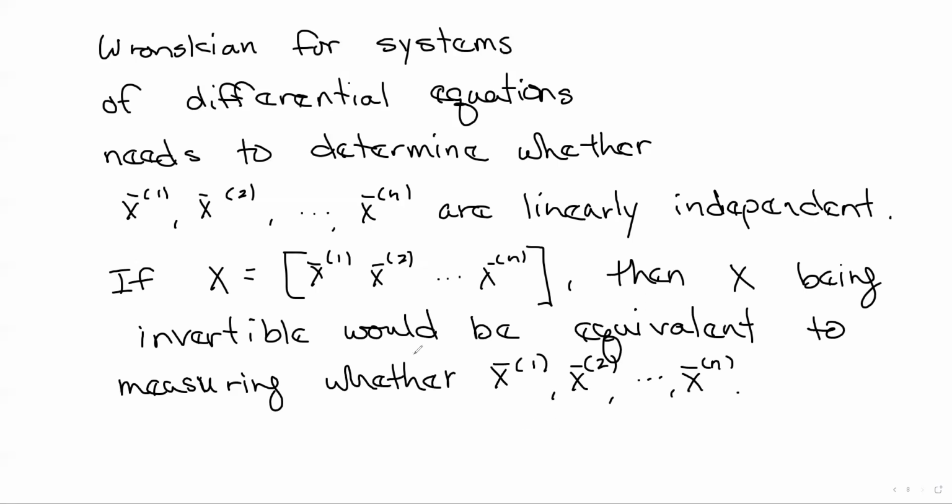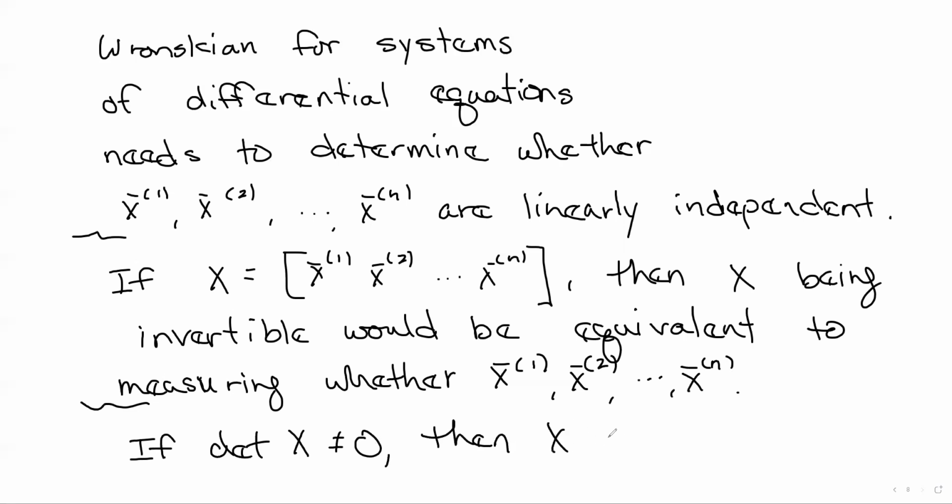Okay, if we did that, then we can use yet another result from linear algebra. A matrix X is invertible if and only if its determinant is not equal to zero. So we could rewrite this and say, instead of trying to figure out whether X is invertible, we can try and figure out whether the determinant of X is not equal to zero. The determinant of X is not equal to zero if and only if X is invertible.